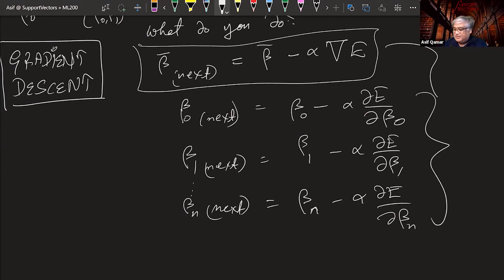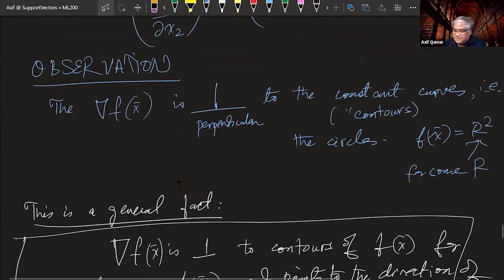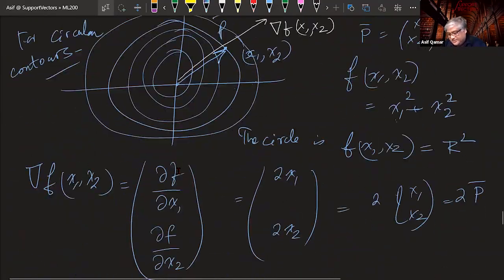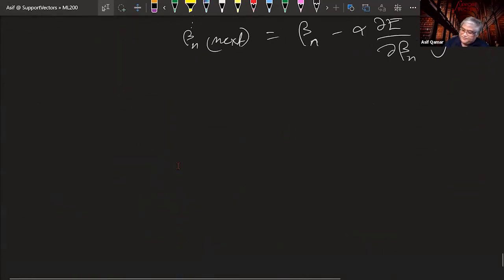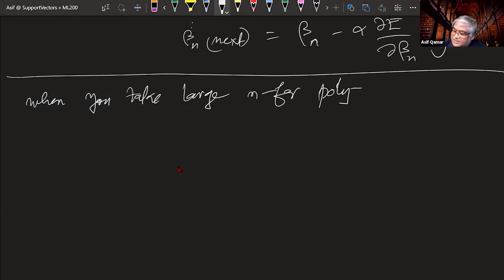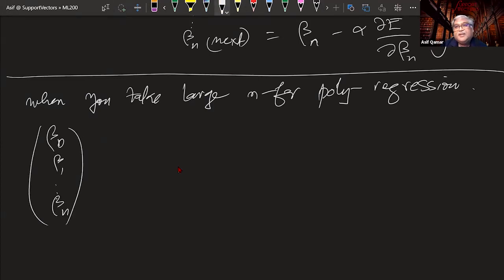Now, let's come back to the machine learning part of it, right? This was a detour through basic calculus. Now what happens is, and I'll mention this without giving a reason why, when you take high degree polynomials and when you have overfitting, when you take large n for polynomial regression, what will you end up with? You will have beta 0, beta 1, beta n, isn't it, guys? You will have different parameters.